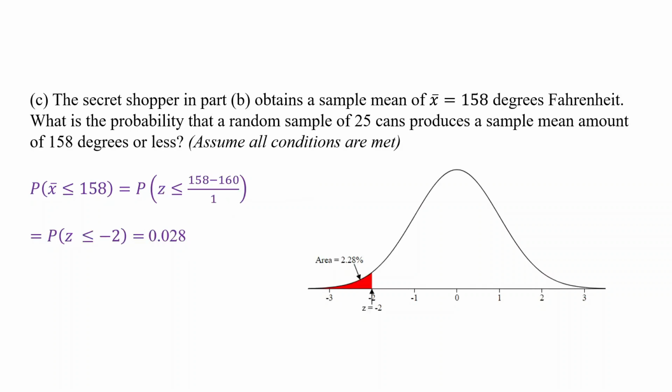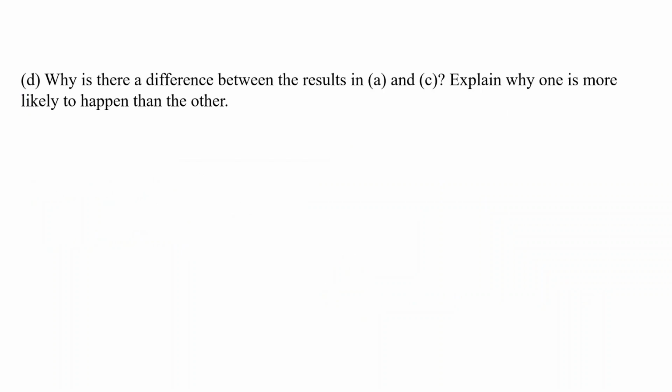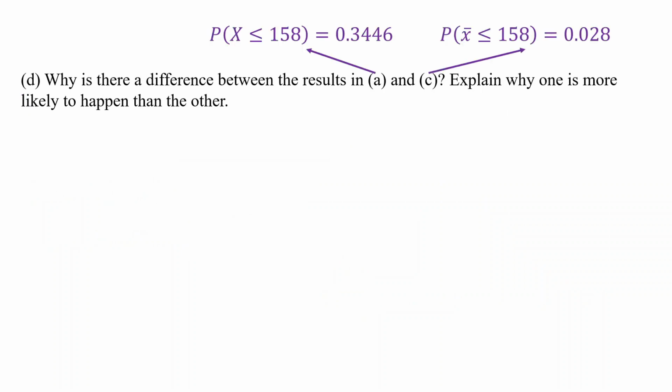So why is there a difference? Why is there a difference in results between A and C? To remind you, this is what we got. In A, the probability that x is less than 158 is 0.3446, and x bar less than or equal to 158 is 0.028. Now, why are they different, and why is one more likely to happen than the other?